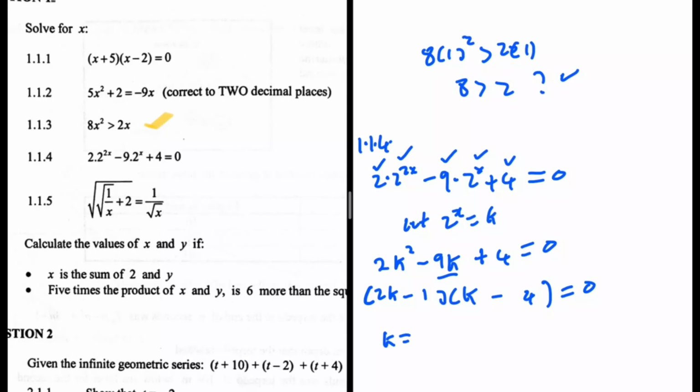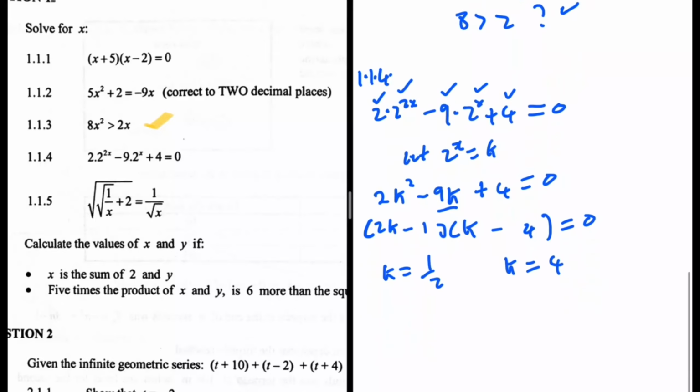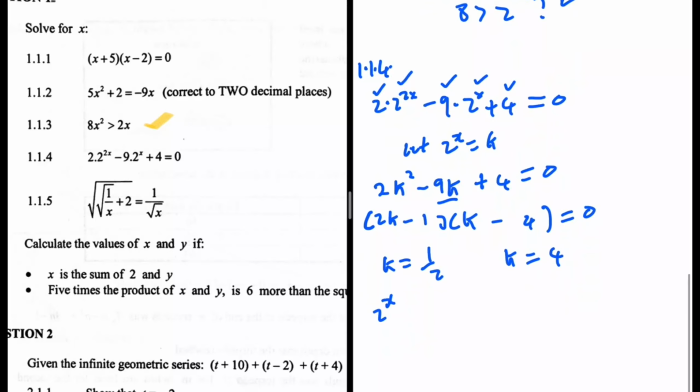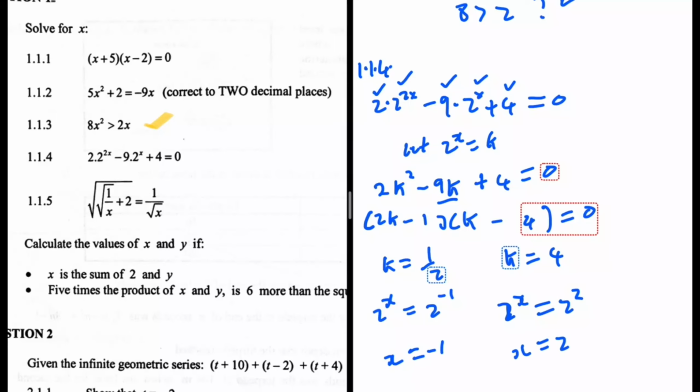So here k will be equal to 1 over 2, and then here k will be equal to 4. But we know that k is equal to 2 to the x. We can write 1 over 2 as 2 to the minus 1. We try to give these numbers the same base so that we can equate the exponents. And then 2 to the x will be equal to 2 to the 2. So x is equal to minus 1, x is equal to 2. So I have these two answers.